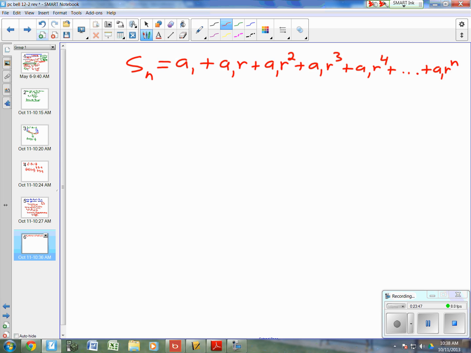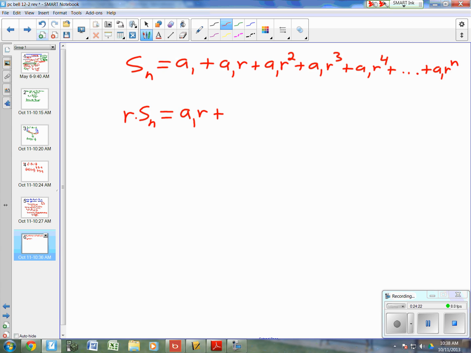Now, that would take a long time. And so what they do to get this is they come up with a method. You can remember on an equation, whatever you do to one side, you can do to the other. Okay, now what they are going to do is they are going to times both sides of this equation by r. So we are going to have r times s sub n on this side. And what are we going to have over here? A sub 1 times r.